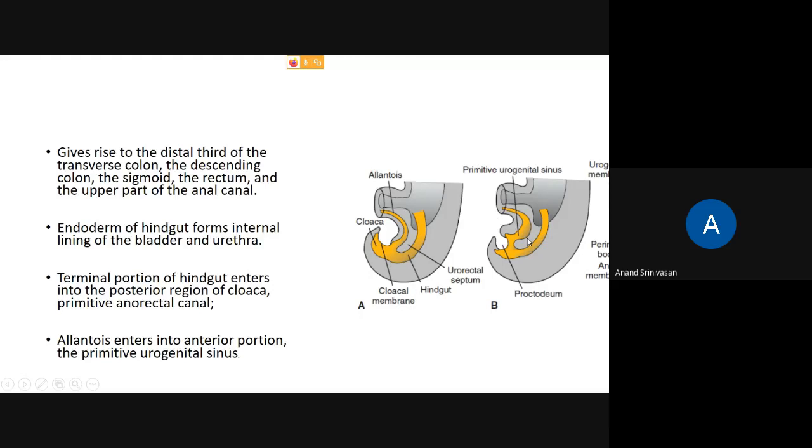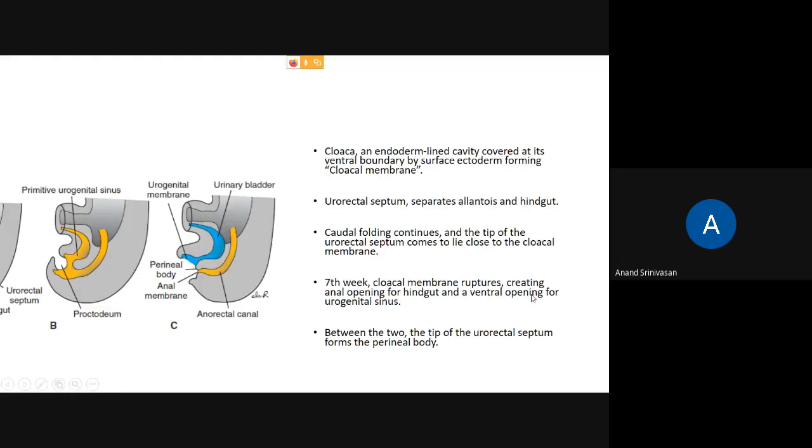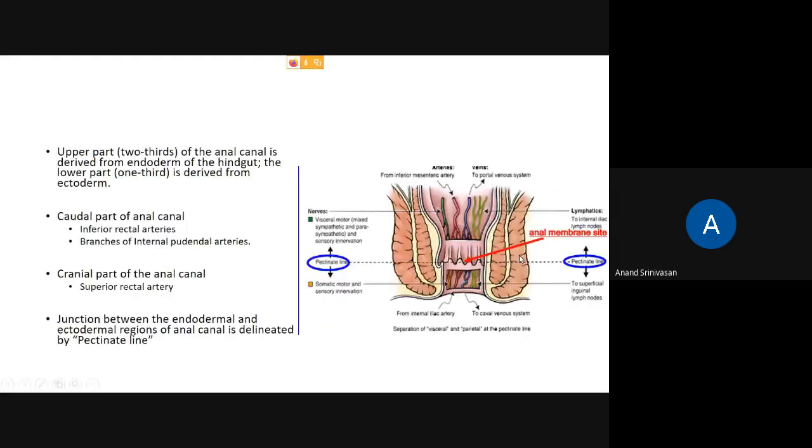So this is in detail, whatever I have described just now. Here you can see the urorectal septum. This is the primitive urogenital sinus, the cloacal membrane. The cloacal membrane is divided into an anterior part and a posterior part. The posterior part is called the proctodeum. Here is the perineal body. This is the urogenital membrane and this is the anal membrane. You can go through it later.